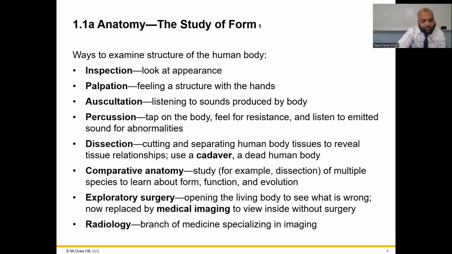That's also very important. Then radiology is the branch of medicine specializing in imaging, being able to use chemistry and nuclear chemistry to see changes in body architecture and body structure, to see if new cancers appear or things of that sort.